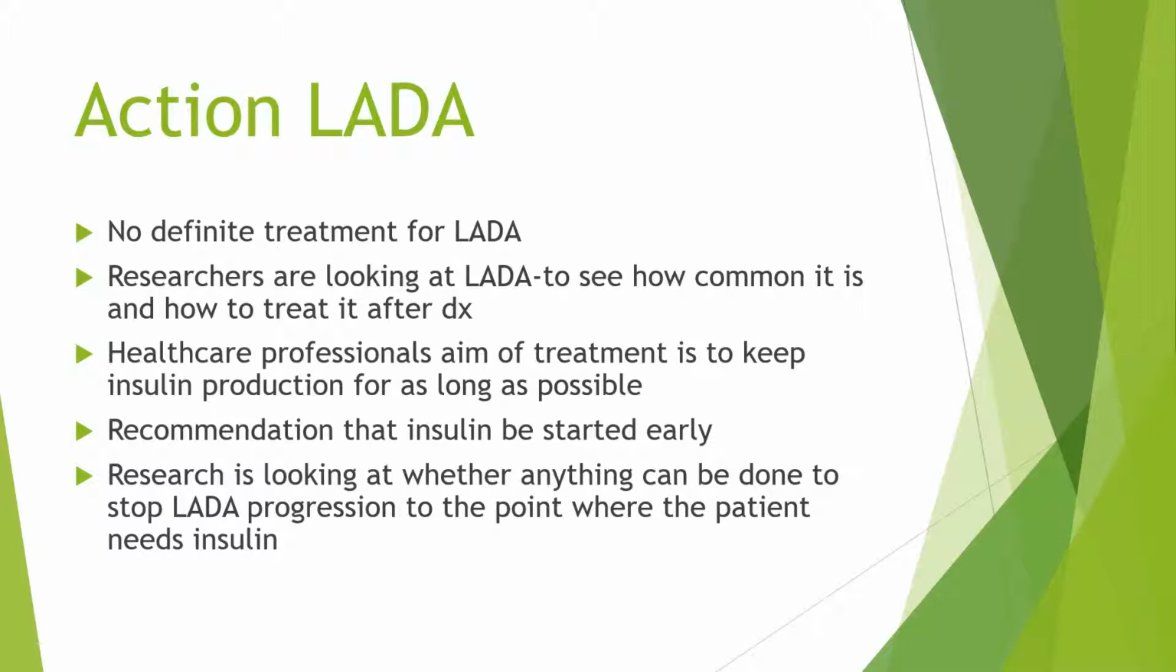And the actions we take for LADA: there's no definite treatment. So you would still treat them as a type 2 until you get that blood test. Once it's confirmed, then they will be considered a type 1 diabetic and they would be turned over to our endocrinology department, who will follow type 1s. Researchers are looking at LADA to see how common it is and how to treat it after they're diagnosed.